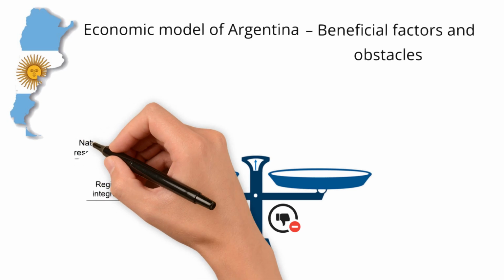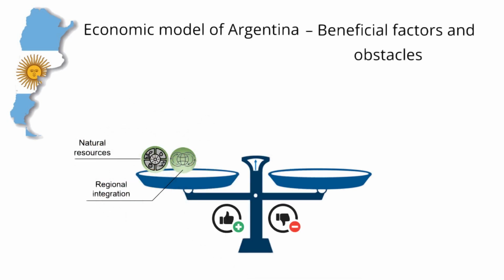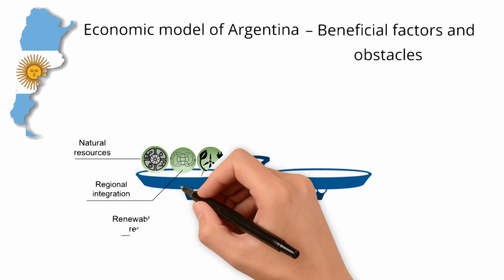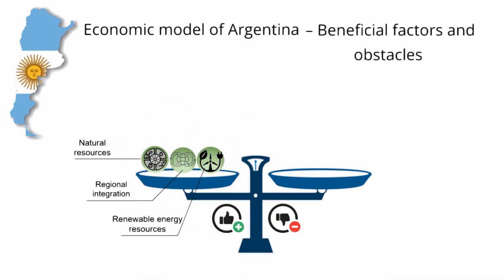Next, natural resources. Argentina is endowed with abundant natural resources, including fertile agricultural land, minerals, and energy resources. Exploiting and efficiently managing these resources can contribute to economic growth, export revenues, and job creation. Complementary to natural resources, Argentina possesses significant renewable energy resources, including wind, solar, and hydropower. Capitalizing on these resources can help reduce dependence on fossil fuels, enhance energy security, and contribute to environmental sustainability.